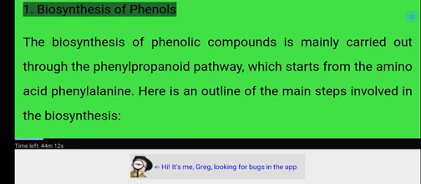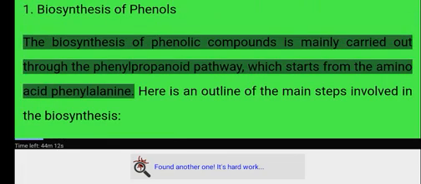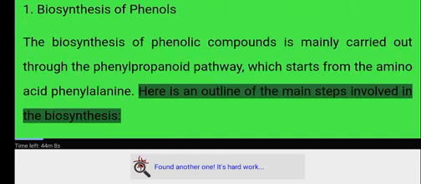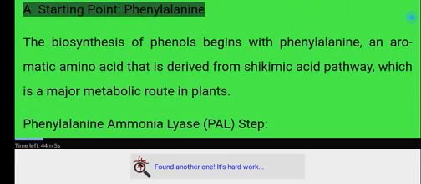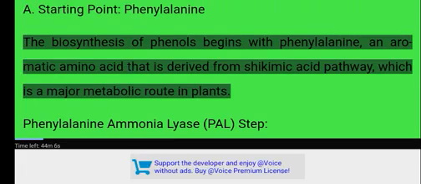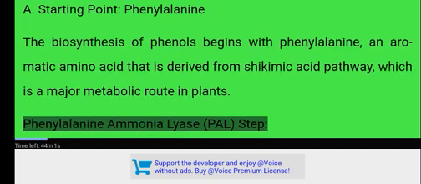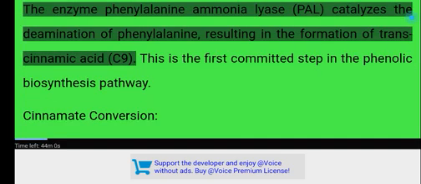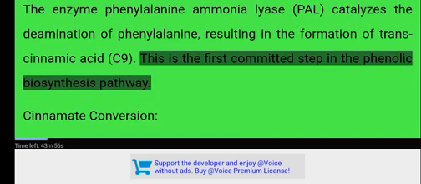1. Biosynthesis of phenols. The biosynthesis of phenolic compounds is mainly carried out through the phenylpropanoid pathway, which starts from the amino acid phenylalanine. Here's an outline of the main steps involved in the biosynthesis. A. Starting point, phenylalanine. The biosynthesis of phenols begins with phenylalanine, an aromatic amino acid that is derived from the shikimic acid pathway, which is a major metabolic route in plants. Phenylalanine ammonia lyase (PAL) step. The enzyme phenylalanine ammonia lyase (PAL) catalyzes the deamination of phenylalanine, resulting in the formation of trans-cinnamic acid (C9). This is the first committed step in the phenolic biosynthesis pathway.